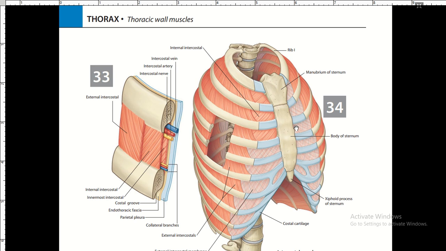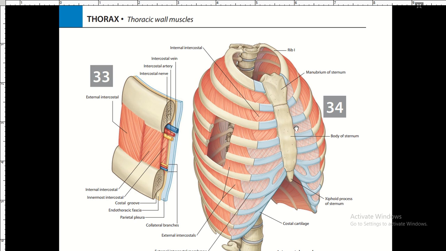Thoracic anatomy. All right, so today we're going to focus on intercostal spaces, and we are going to get into the clinic of intercostal spaces as well.